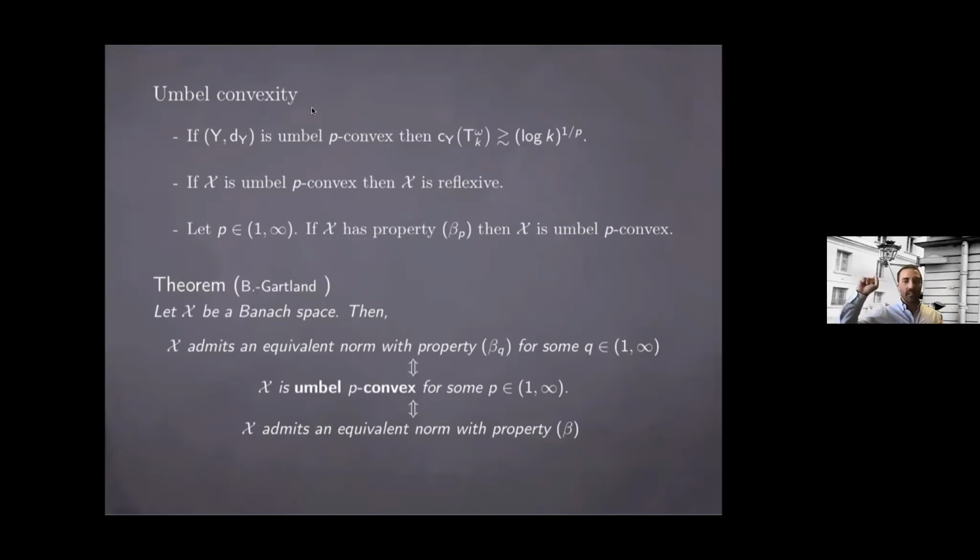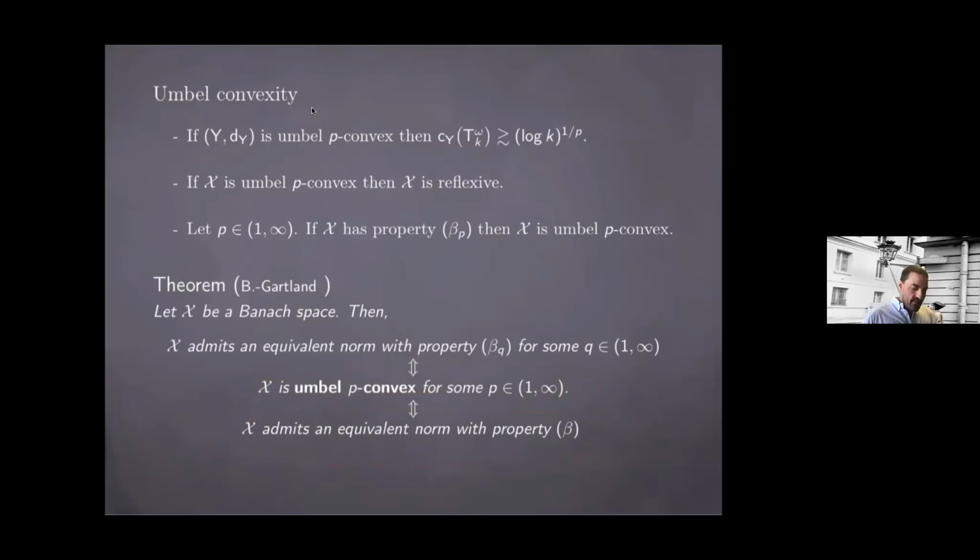The space doesn't have beta P, but it has beta P plus epsilon for every epsilon. So there's still much to be understood here. But at least, if you look at just the bottom equivalence here, it gives you a purely metric characterization of Banach spaces admitting an equivalent norm with property beta in terms of some Poincaré type inequality. So you still get a metric characterization of this property. And remember, I told you the cotype branching trees cannot characterize this property, but Umbel convexity does.